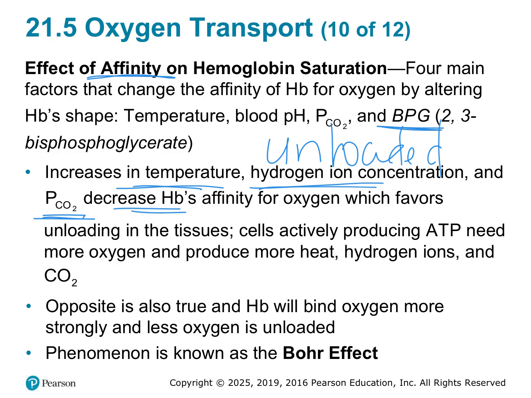So where would we expect to see an increase in temperature, an increase in hydrogen ion concentration, and an increase in partial pressure of carbon dioxide? That is what we see naturally at the tissues. So the tissues are going to have a slightly higher temperature, more hydrogen ion concentration, and a higher partial pressure of carbon dioxide. So when we are at the tissue levels, we see a shift where we are unloading oxygen because of these factors, as well as the fact that there's also a lower partial pressure of oxygen at the tissue levels.